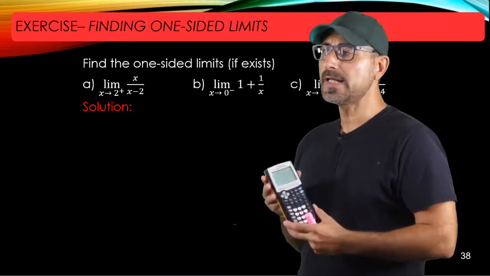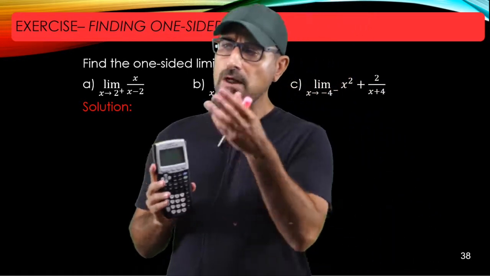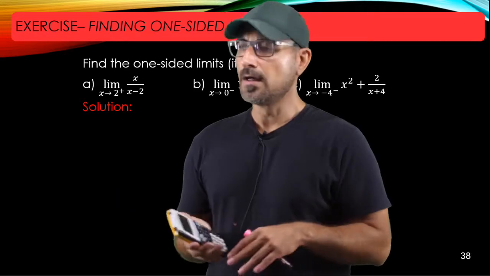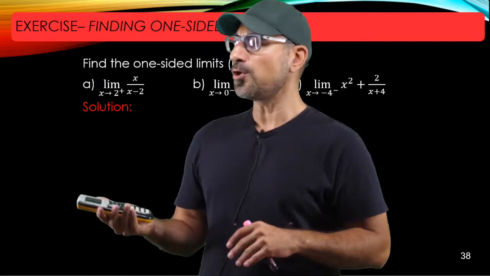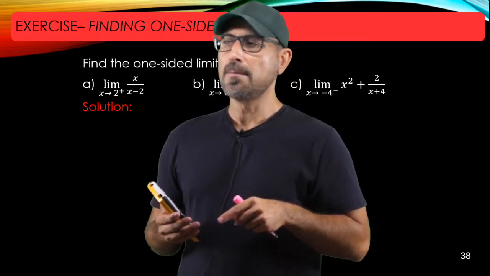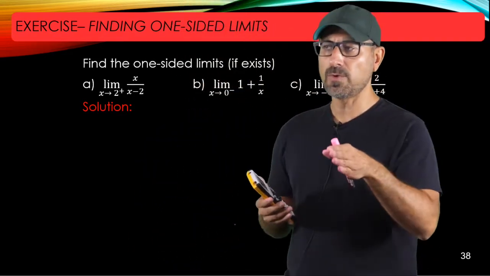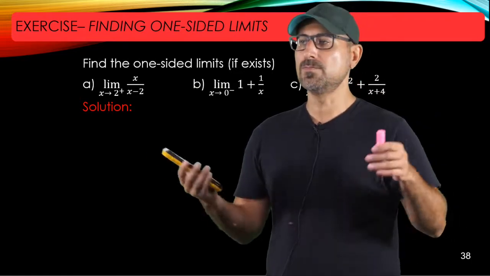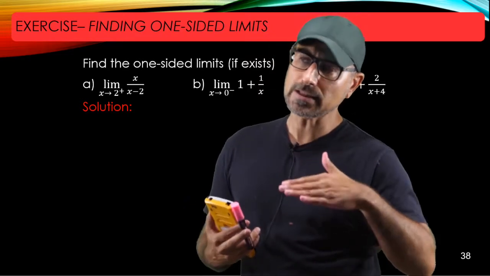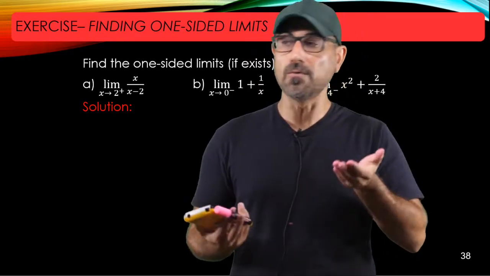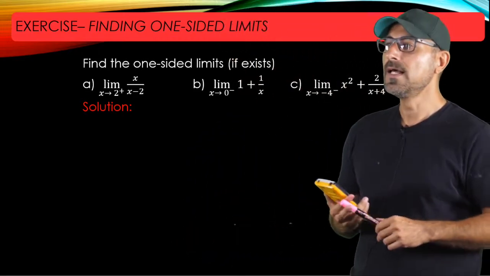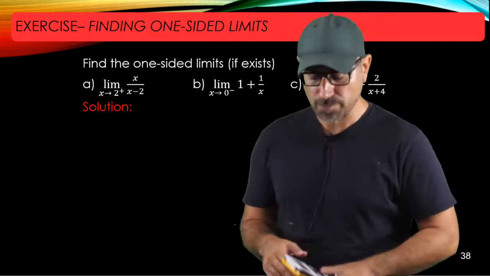So all you can do is punch in y1 equals x over x minus 2, and choose your x min to be 1.9, x max to be 2.1. But since you're approaching 2 from the right, it's better to pick x min and x max to be like 2.01 and, let's say, 2.1. In the next step, you can slightly decrease the x min to 2.001, and in the next step, 2.0001, and see what the function values look like. This way you can guess the limit value.